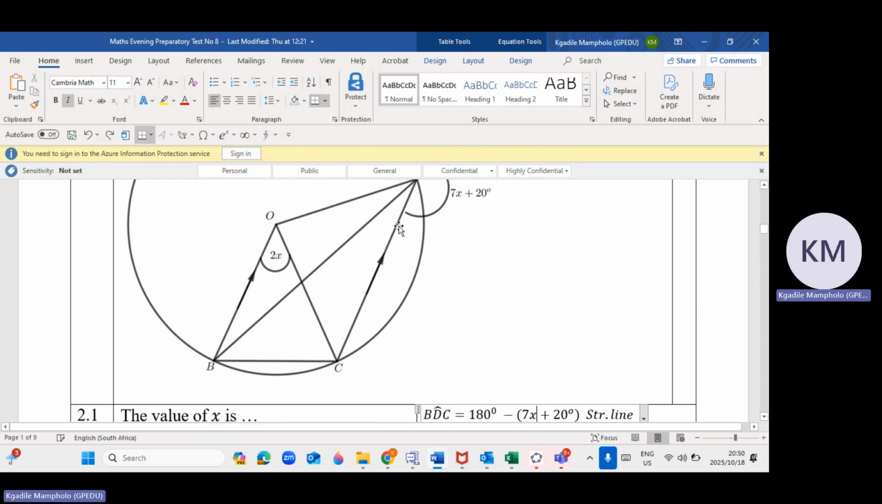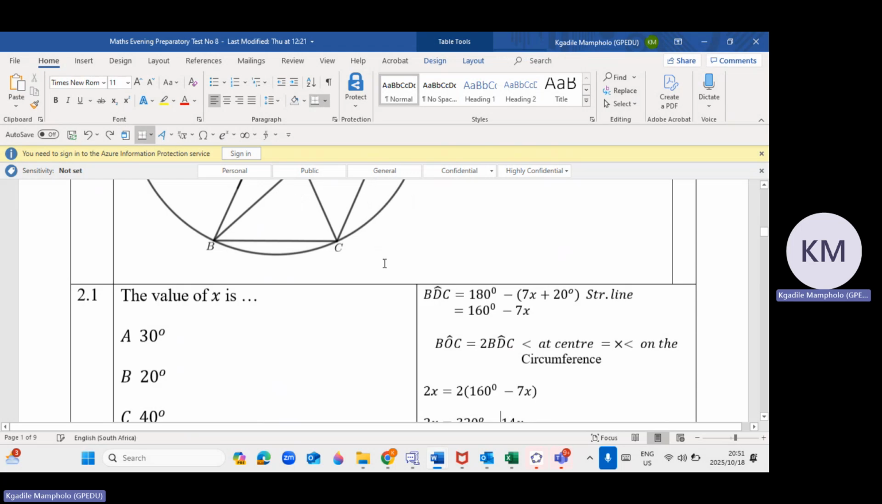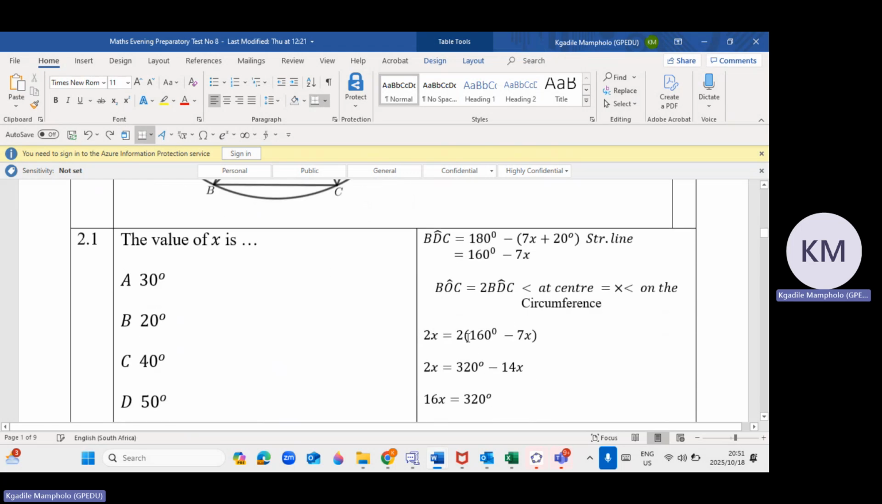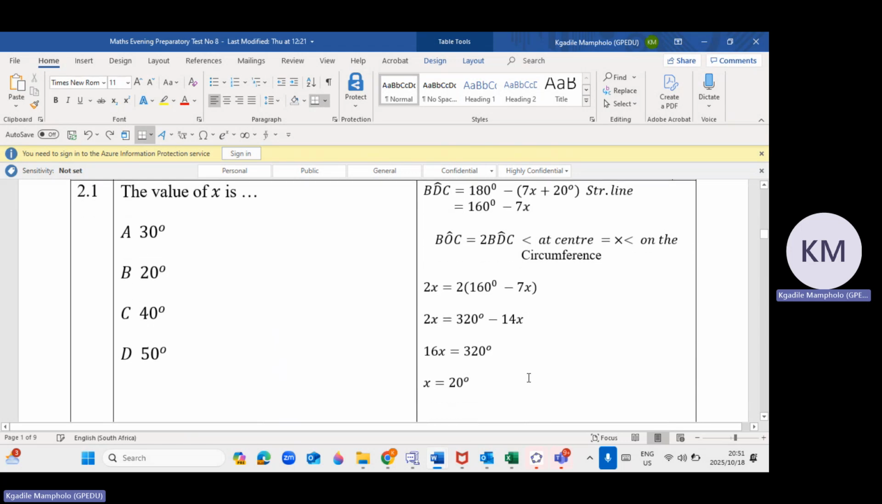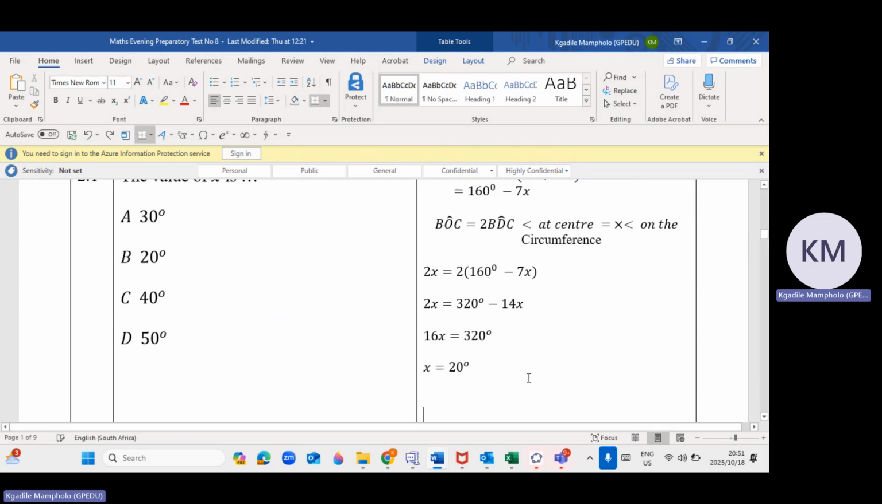Then you first find this angle. You say this angle is 180 minus (7x plus 20), because they're on a straight line. Then you'll find 160 minus 7x. Then you say the angle at the center is twice the angle at the circumference. That is why we say, therefore 2x equals 2 into that angle on the circumference, 160 degrees minus 7x. You clear the brackets, and I take negative 14x to transpose it to the left. Then it will be 16x equals 320 degrees. Then x will be 20 degrees.